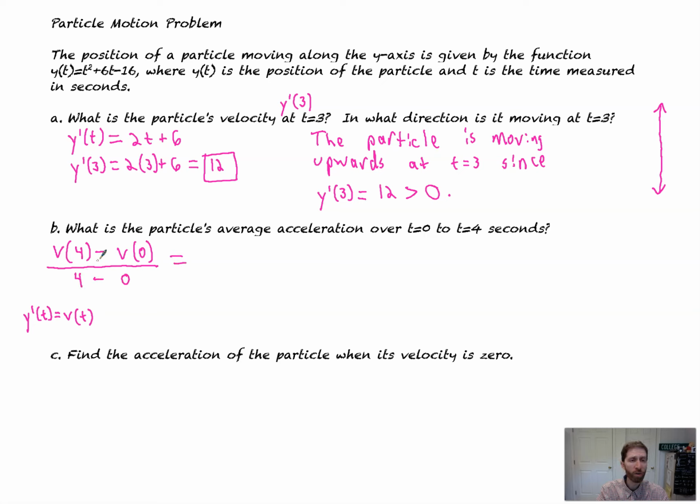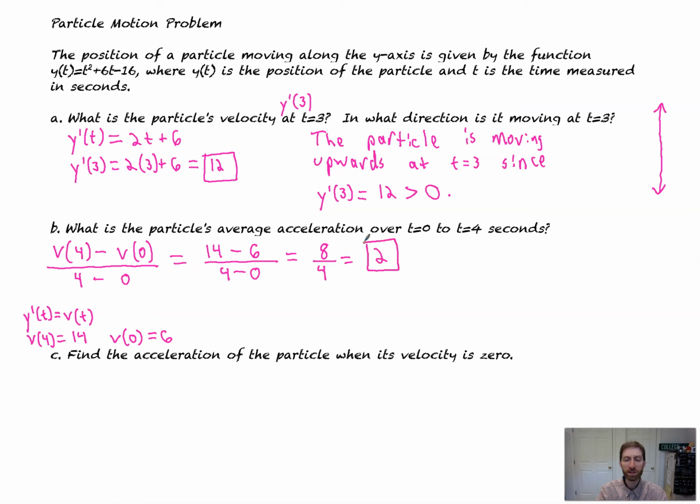Well, to find v of 4, you're literally just plugging it into y prime. So y prime of 4, or v of 4, is equal to 2 times 4 plus 6, or 14, right? 8 plus 6 is 14. And then we're going to find v of 0, which is the same as y prime of 0. You plug 0 in, we get 6. So that's 14 minus 6, all over 4 minus 0. Wow, I didn't mean for the numbers to come out nicely, but they will. So 14 minus 6 is 8, all divided by 4 minus 0, which is 4, and that would be 2.